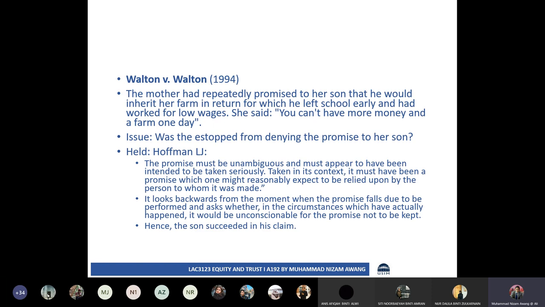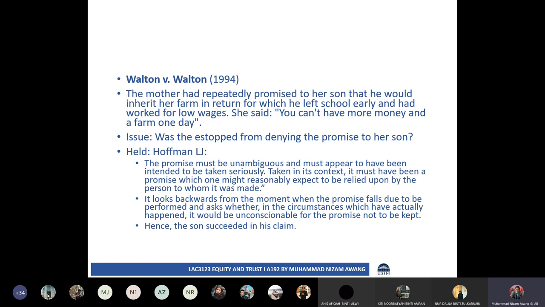In the case of Walton and Walton, there was a promise made by the mother to the son that he would inherit her farm, in return for which he left school early and worked for low wages. So that is basically the promise. She said that you cannot have more money and a farm one day. So the son had to quit school and was willing to work underpaid, in other words, so that the mother could fulfill the promise. The son complied with the mother's promise, but later the mother denied the promise to the son.